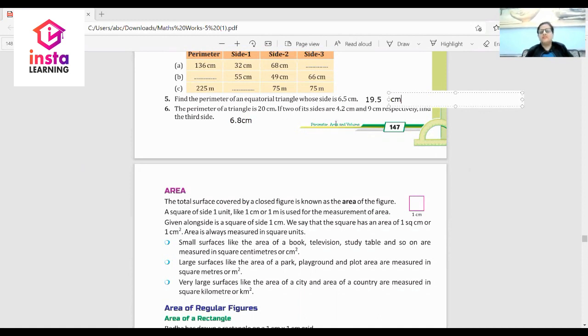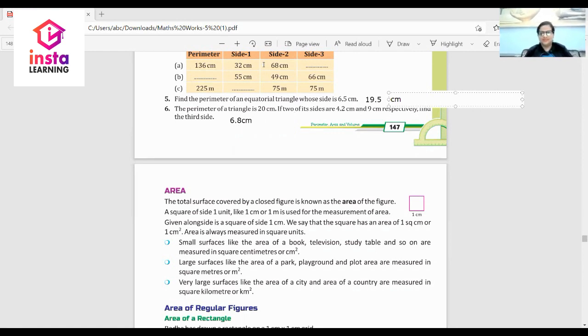Now, perimeter of a triangle, we know that 20 centimeter is the perimeter. We know the sides are 4.2 and 9 centimeter respectively. Find the third side. If we want to know the third side, we have to add both the sides, and after that we have to minus it from 20. So we will get 6.8 centimeter as the answer.